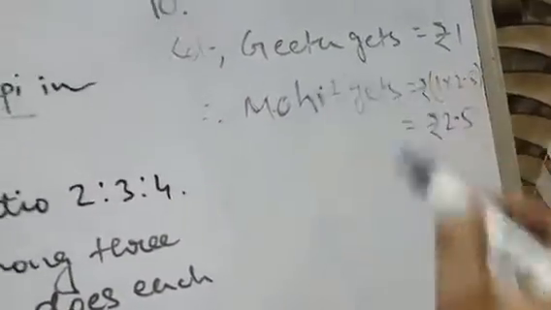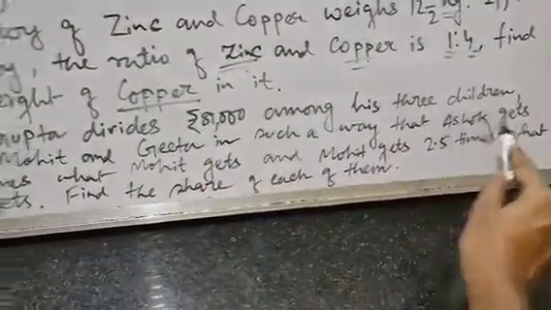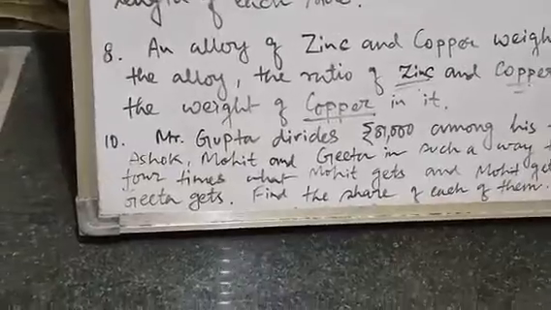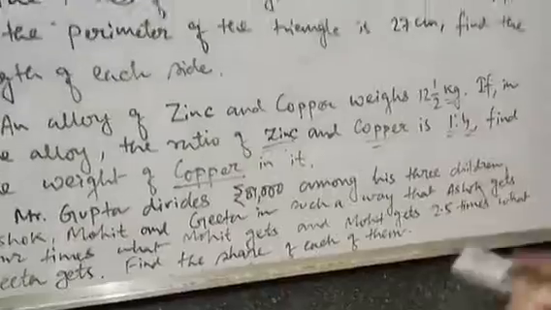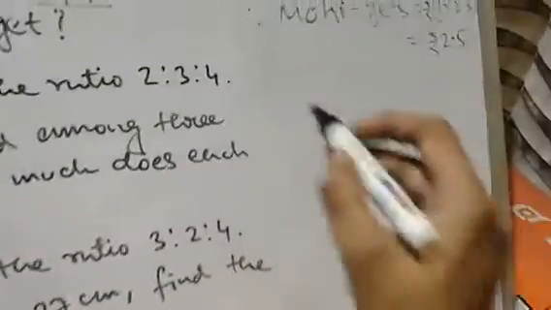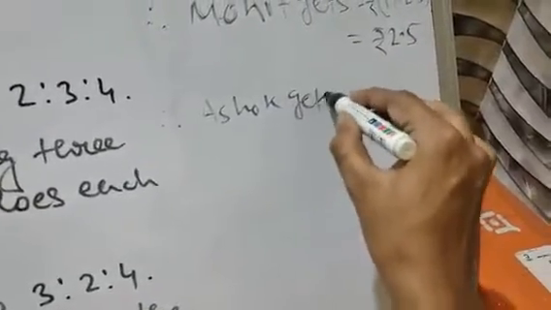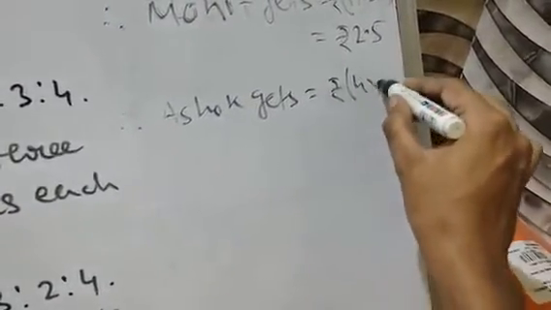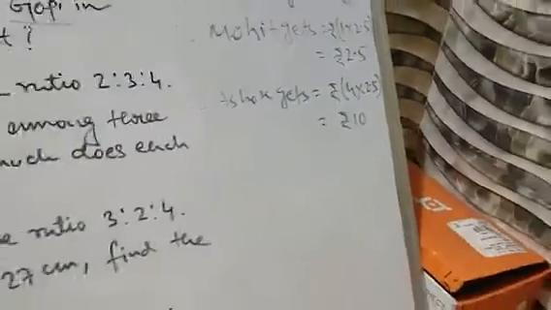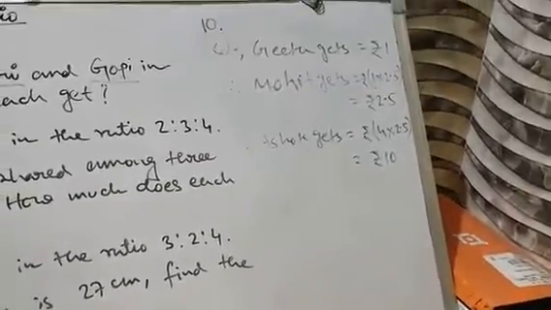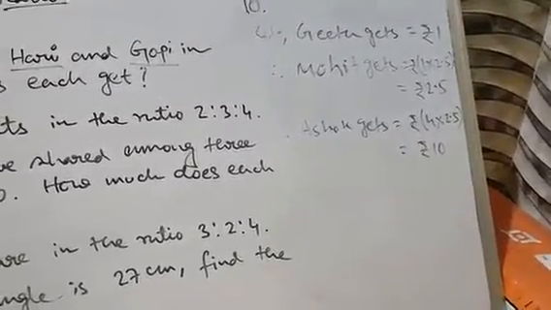Clear? Now read this line that Ashok gets 4 times what Mohit gets. That means if Mohit gets 2.5 rupees, Ashok will get 4 times of 2.5. Therefore Ashok gets 4 times of Mohit, that is 4 into 2.5, which will be 10 rupees. Therefore we have Ashok, Mohit and Geeta. Geeta gets rupees 1, Mohit gets rupees 2.5, Ashok gets rupees 10.